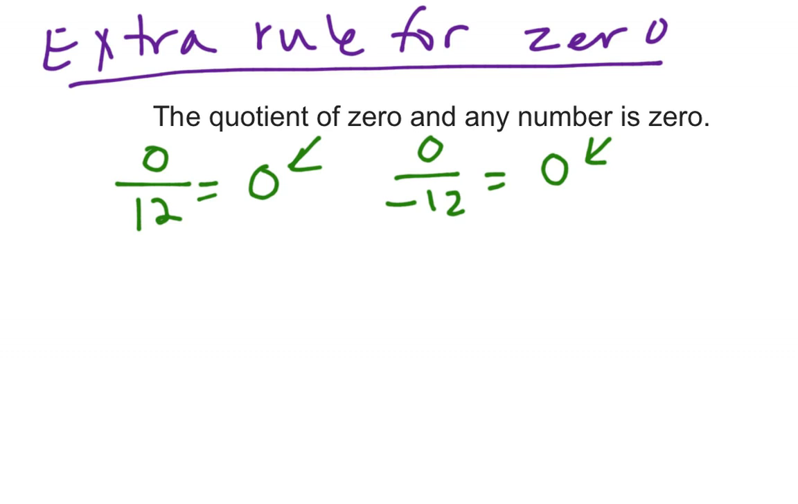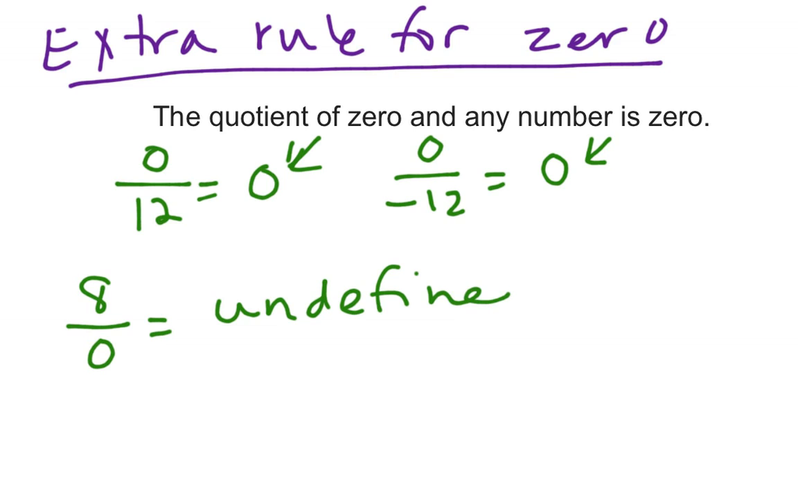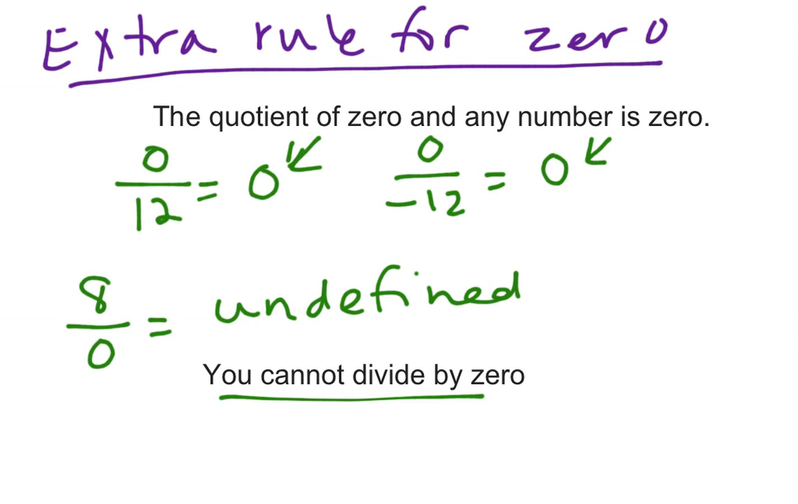Now there's another thing that you might see, which is people trying to divide by 0. Let's say the denominator was 0. That's something called undefined. The rule there is that you can't divide by 0. So you cannot divide by 0. It's impossible to take something and divide it 0 times.